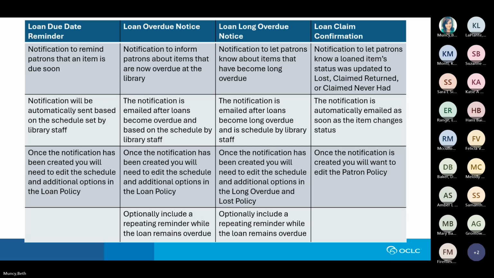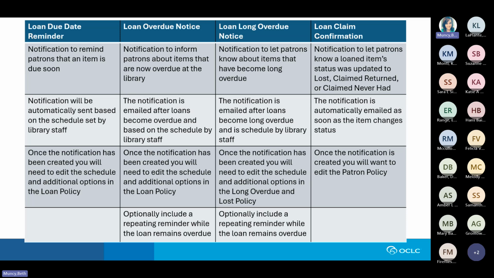Now for the loan overdue notice, this notification is going to let patrons know that the items are overdue. It's emailed after the loans become overdue, and you get to set the schedule. In the past, we set the schedule. They all went out at 7 a.m. local time. Now you can be very granular down to the minute of when those notifications are sent.